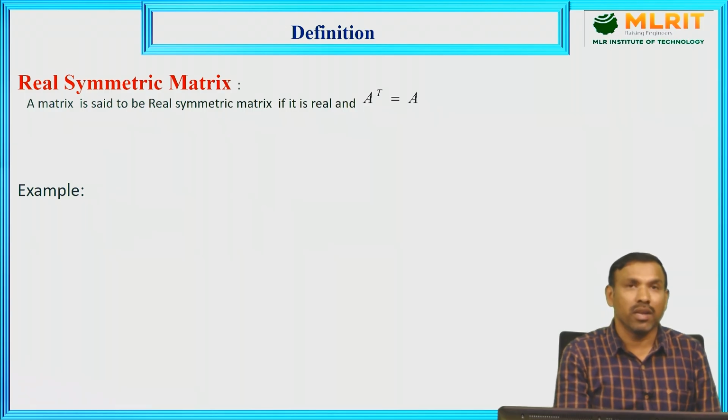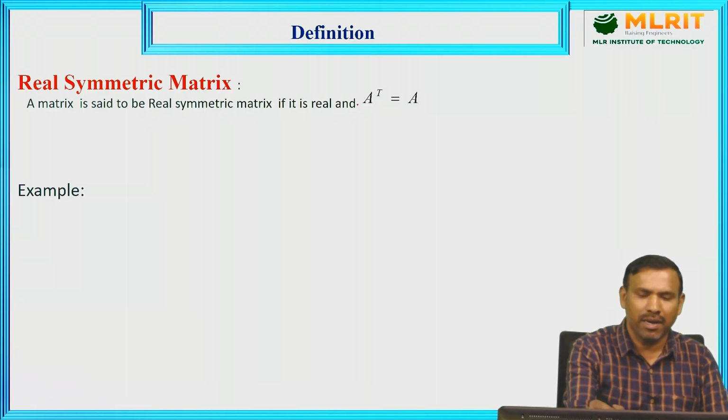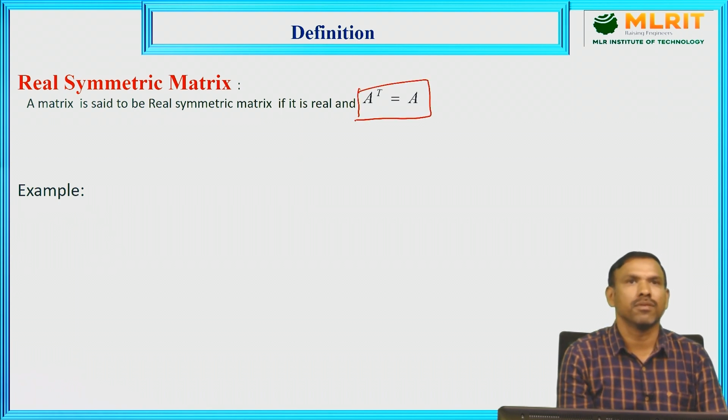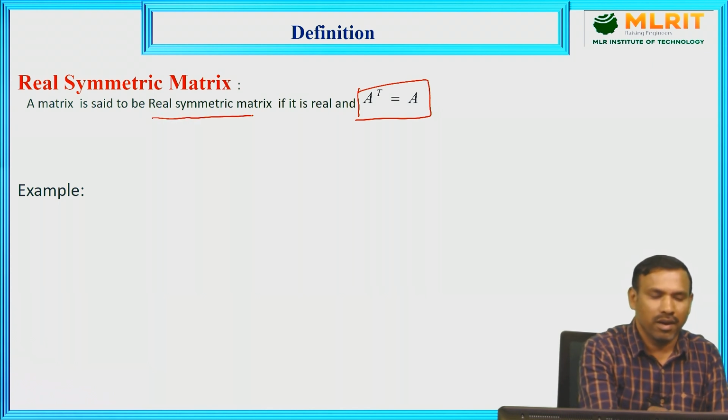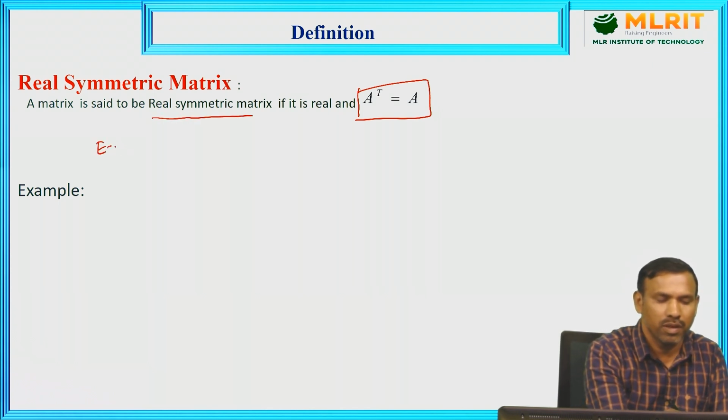A matrix A is said to be real symmetric if it is real and has the symmetric property, A transpose is equal to A. That is called a real symmetric matrix. Let us see a small example, then you will understand.